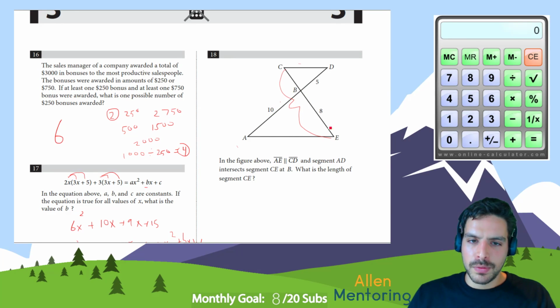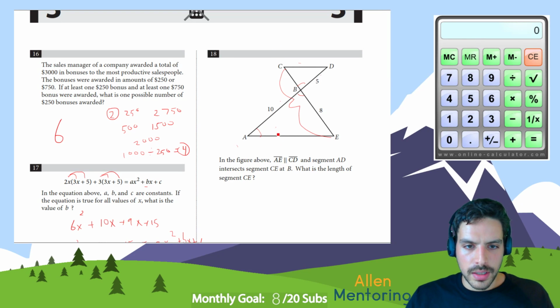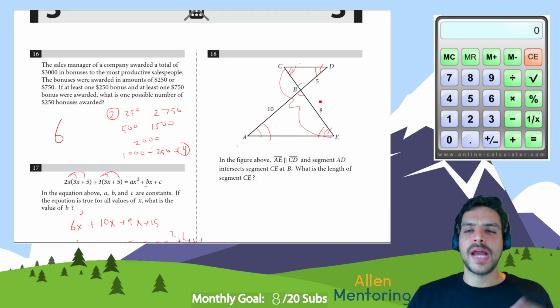How do we know that these two are similar triangles? Well, first of all, we know that these angles are the same, because vertical angles are equal. And we also know that these two lines are parallel. If they're parallel, that means that alternate interior angles are equal. So this is equal to this, and this is equal to that. And if all three angles are equal, then these must be similar triangles.